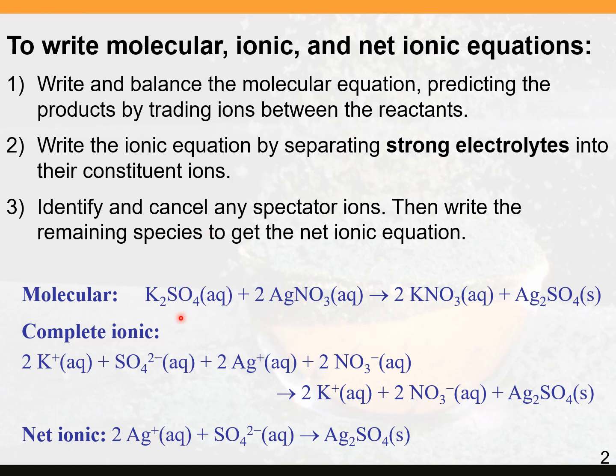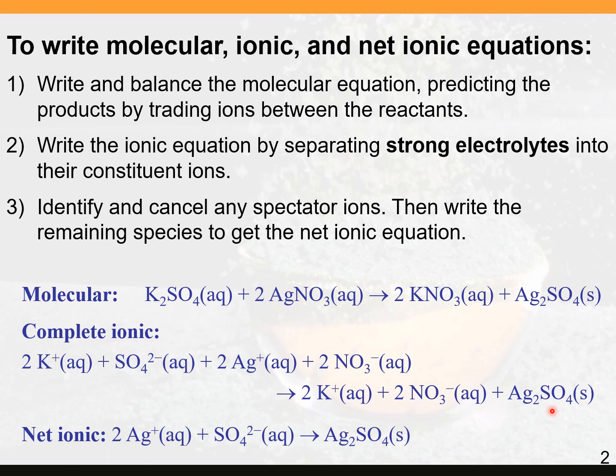Potassium sulfate breaks down into potassium and sulfate ions. Silver nitrate breaks down to silver and nitrate ions. Potassium nitrate breaks down to potassium and nitrate ions, and the insoluble product silver sulfate is kept as an intact formula.